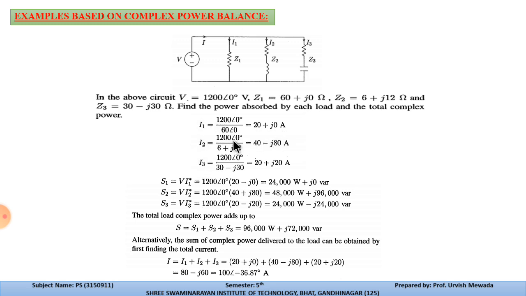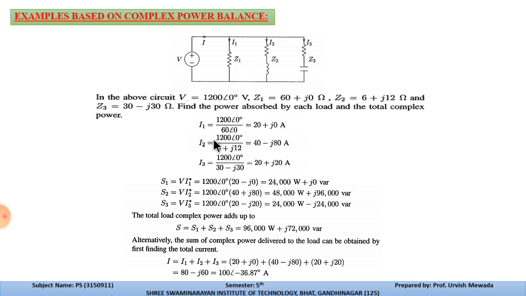For I2 we have V by Z, and Z of this branch is 6 plus j12, which is written over here. If you solve this you will get 40 minus j80 ampere. And I3 is 1200 at angle 0 divided by the impedance of the third branch, 30 minus j30, and that R angle theta will be converted into A plus jB form, which is 20 plus j20. So these three are the currents of each branch.